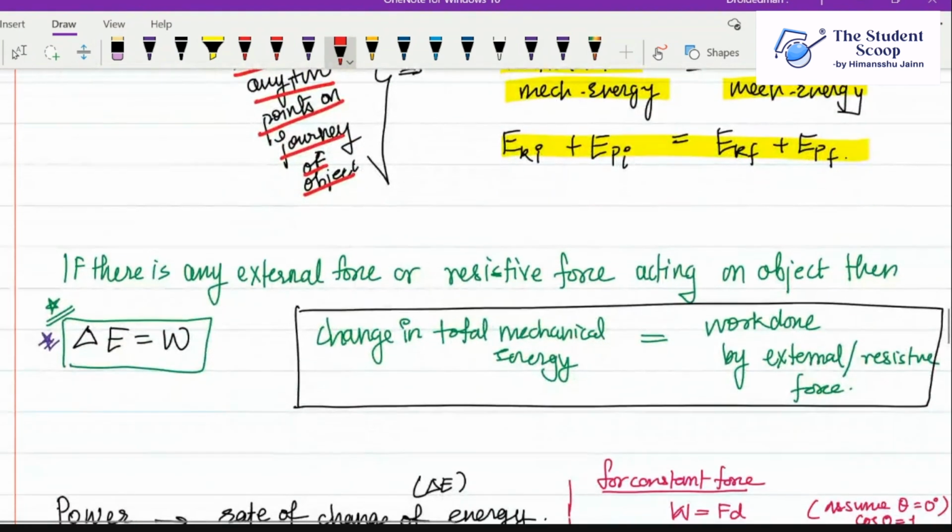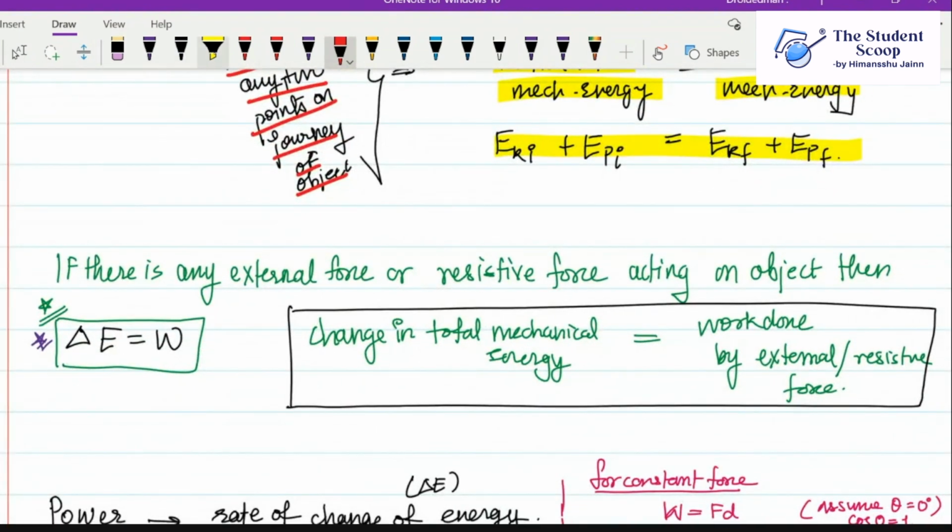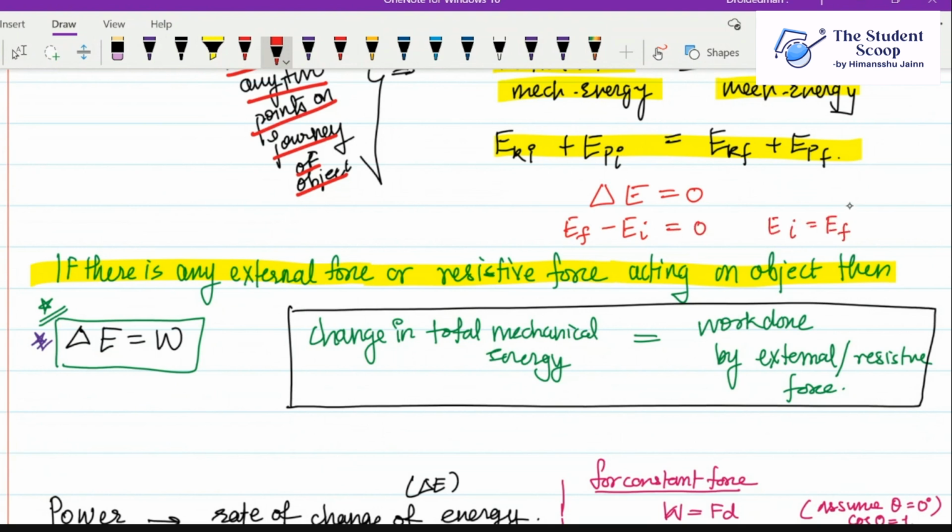And what if there is some kind of external work or external force or resistive force in the question? In that case, the conservation of energy does not work, because in the earlier case the total energy change was zero, which is where initial energy equal to final energy came from. But if there is an external force or a resistive force, it will change the total mechanical energy, and that mechanical energy change would be equivalent to the work done by the resistive force.